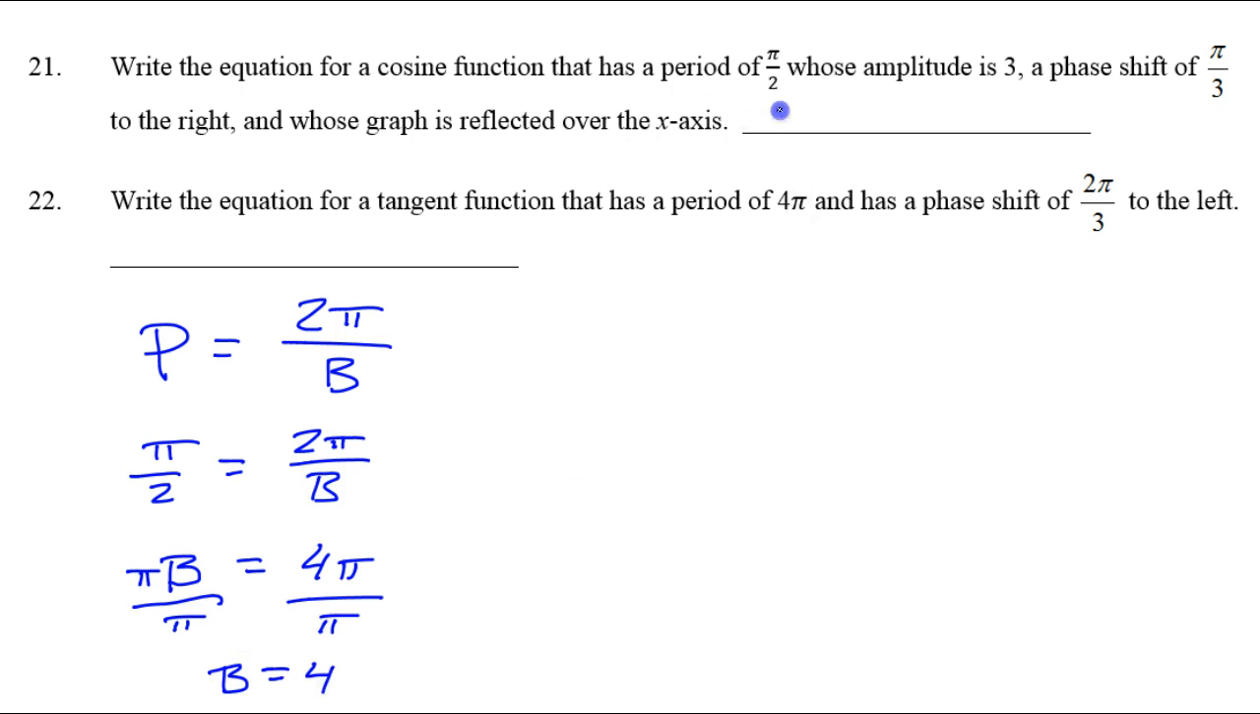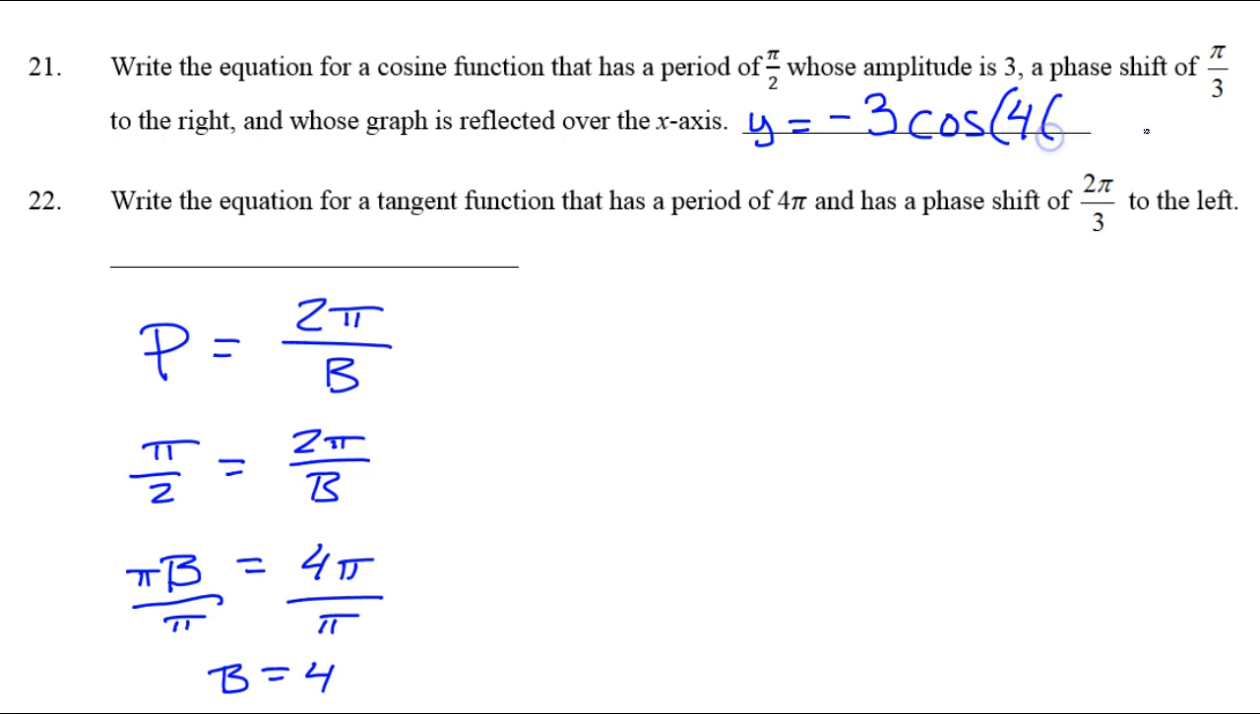So, as I write this equation, they mention that it's reflected over the x-axis, so that means I need a negative sign in front. The amplitude is 3. That's going to show up in the a value as a 3. And then this is a cosine function, so I'll go ahead and put cosine. Now it's time for the b value. The b value is 4. That goes right here, 4.